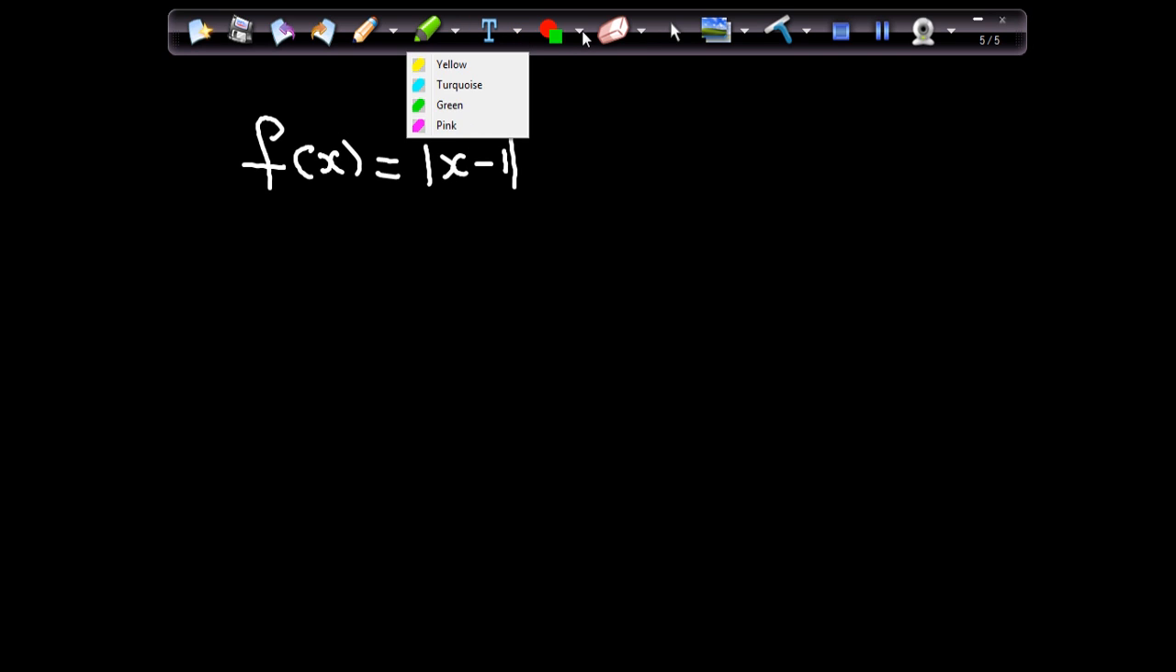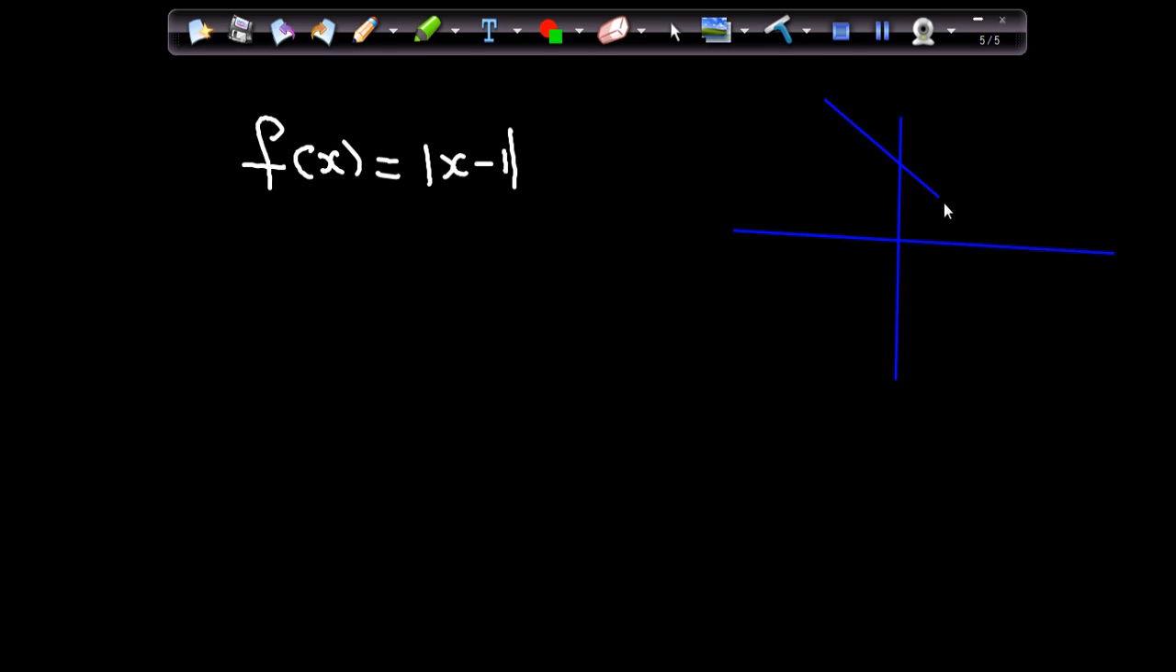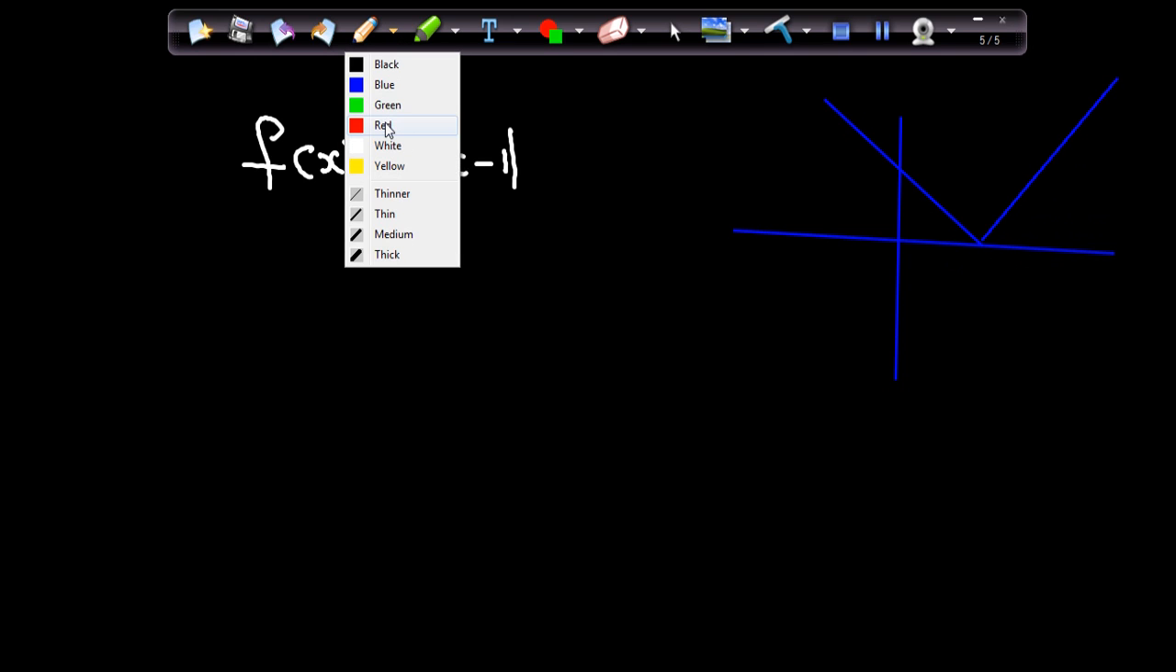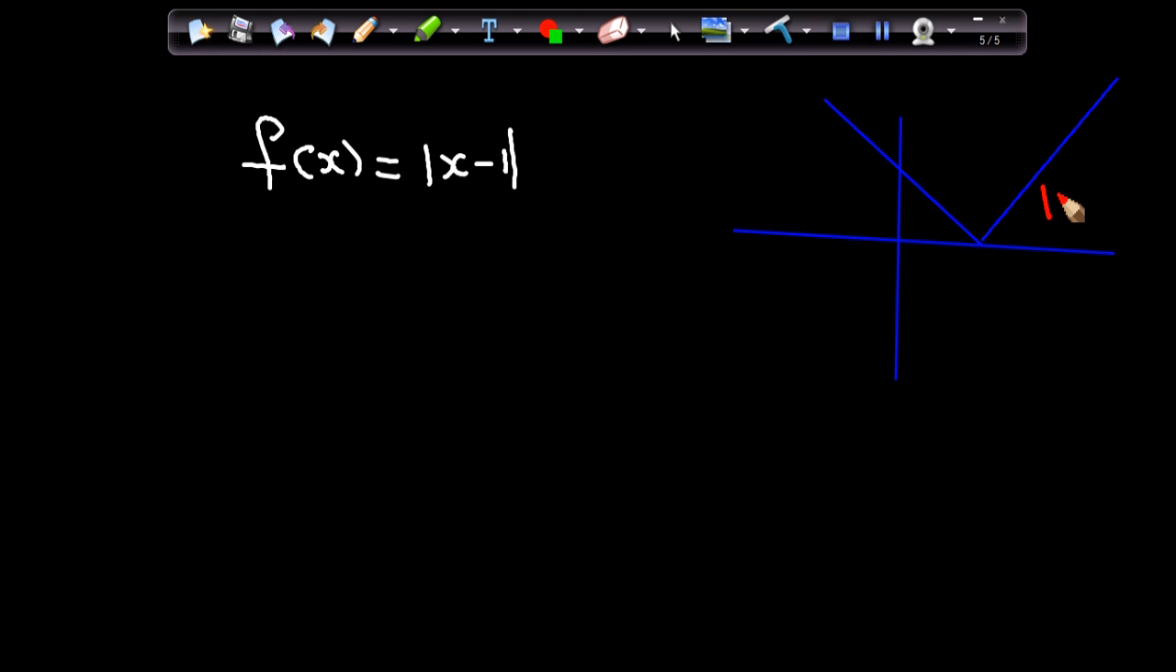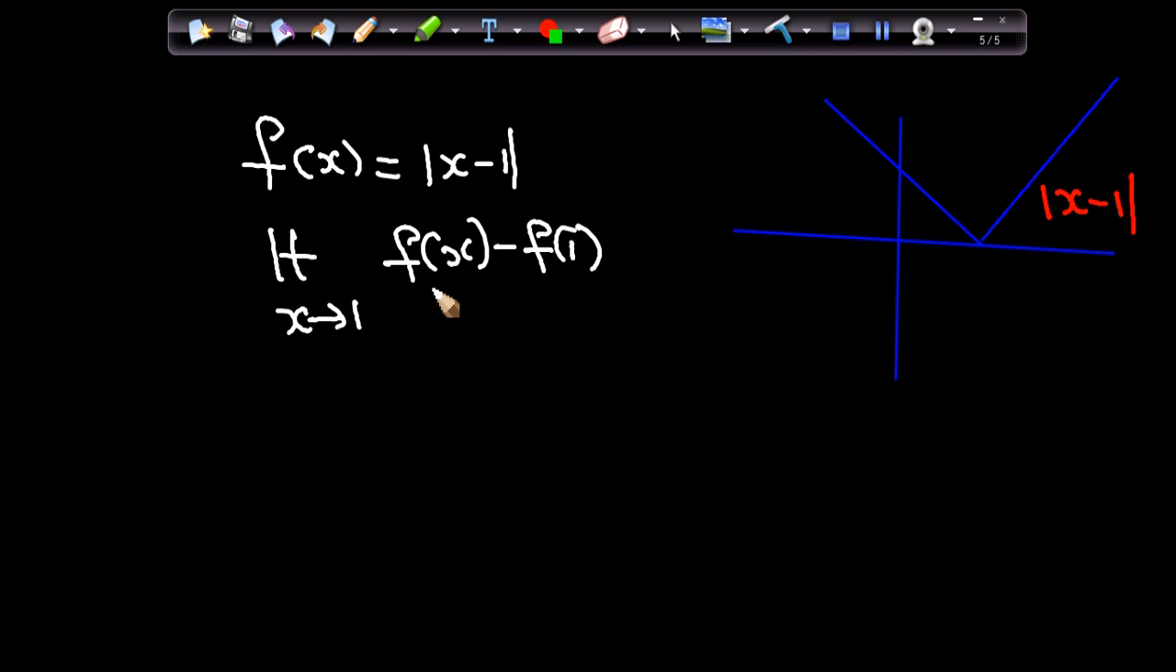Let me just draw it for you. This is the given function, mod of x minus 1. So the function is clearly continuous. Very good. So I would like to know what happens to this function at x is equal to 1. As I said, we have a different form for finding the differential coefficient, that is limit x tends to 1 of f of x minus f of 1 by x minus 1.